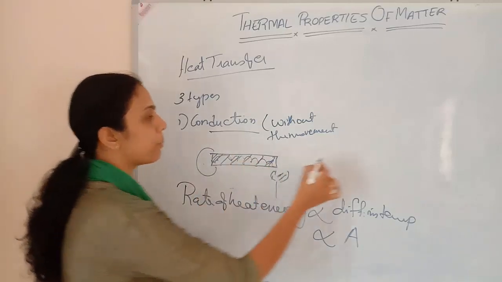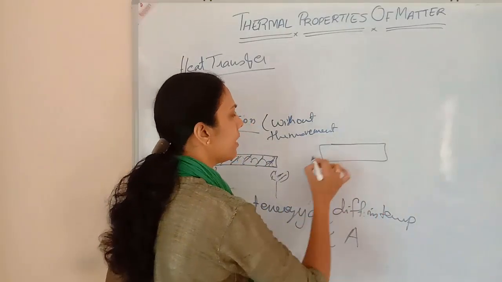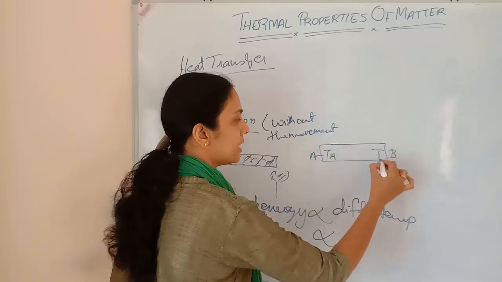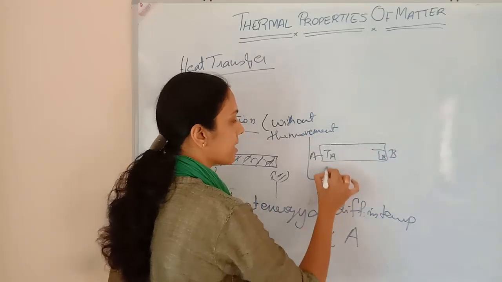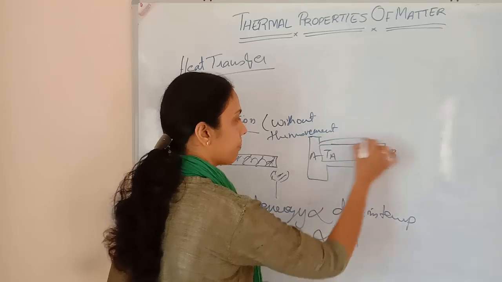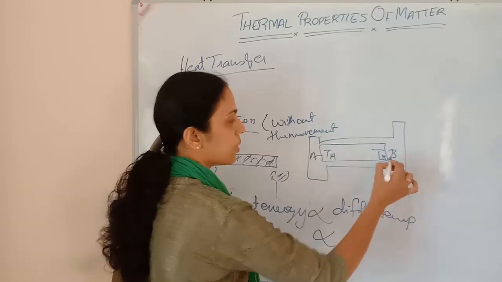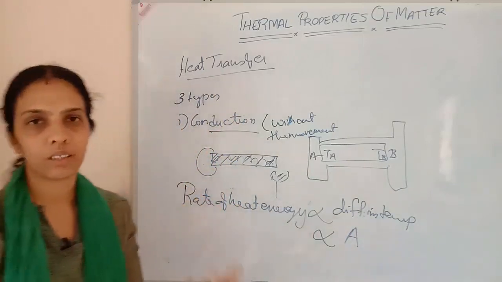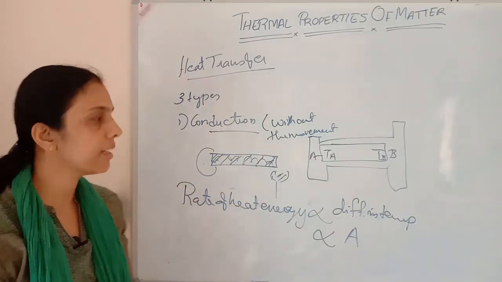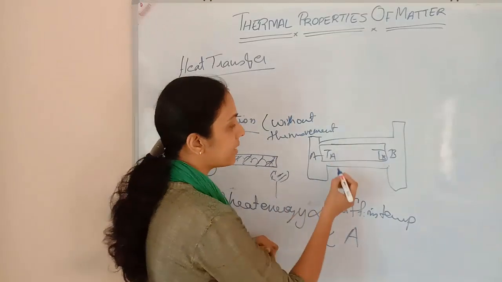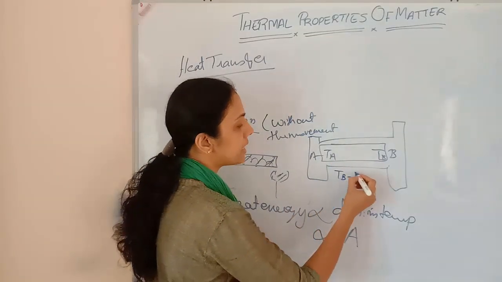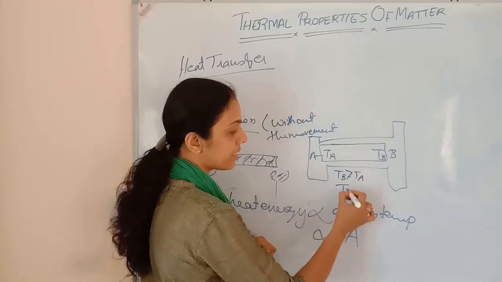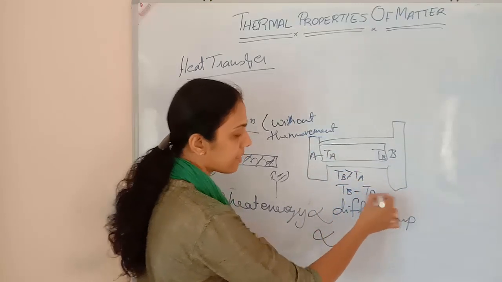So if I am keeping the rod AB, which is at a temperature TA at one end and TB at the other end, and this is thermally insulated at these two ends, what will happen if it is thermally insulated? It is not moving outside, isn't it? So we can see that if TB is greater than TA, the difference in temperature will be TB minus TA.